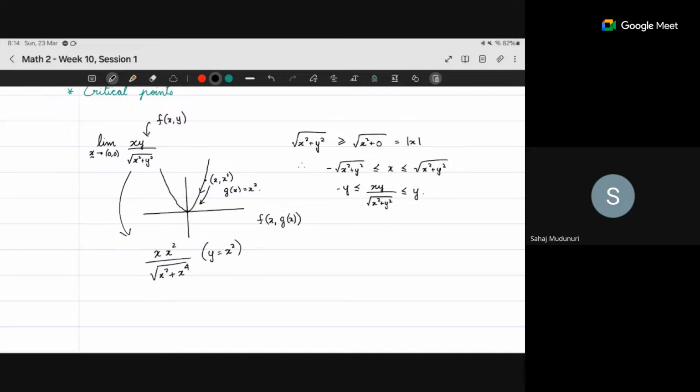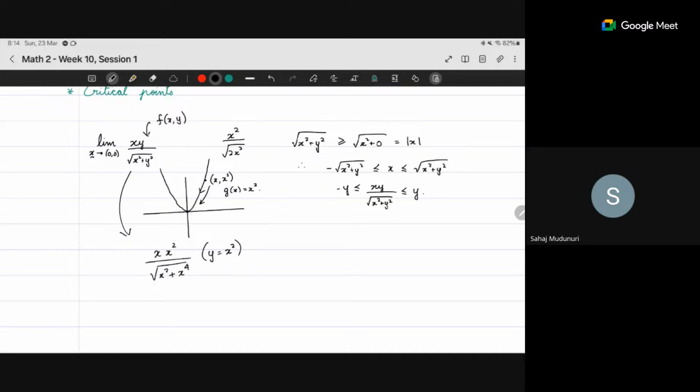Okay, which is f of x comma x square. If this is too confusing, you would recall what you were doing while taking it along the x-axis, or along the y-axis, or along the line y is equal to x. What would you do? You just put y is equal to x, right? So you will get x square divided by square root of 2x square. And then you argue.